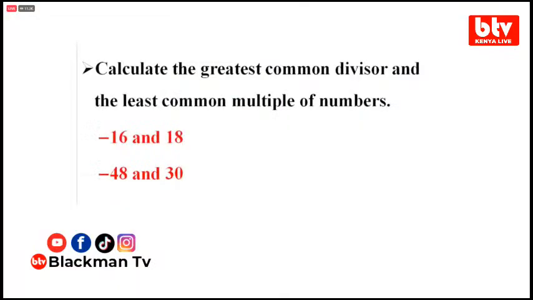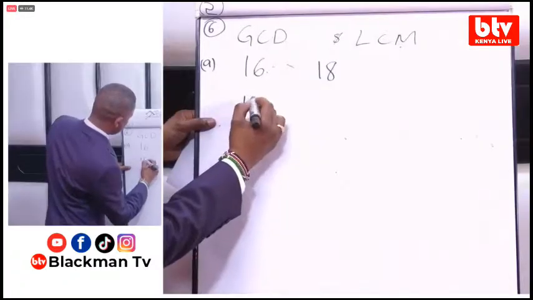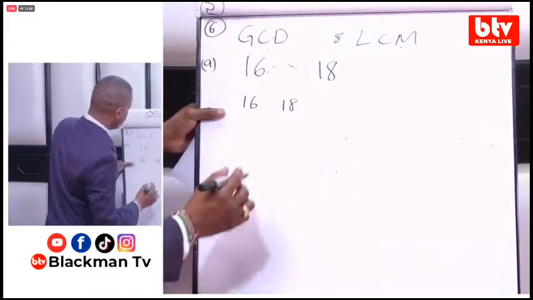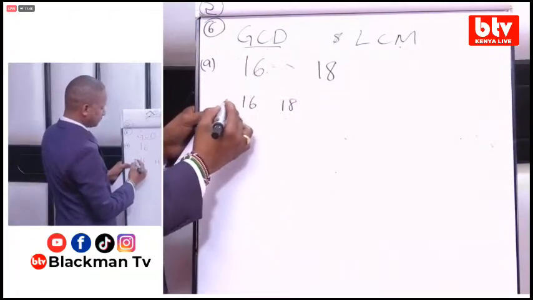So calculate the GCD, greatest common divisor, and LCM of 16 and 18. That is part A. So for 16 and 18 it is simple. You write 16, 18. Let's start with the GCD.